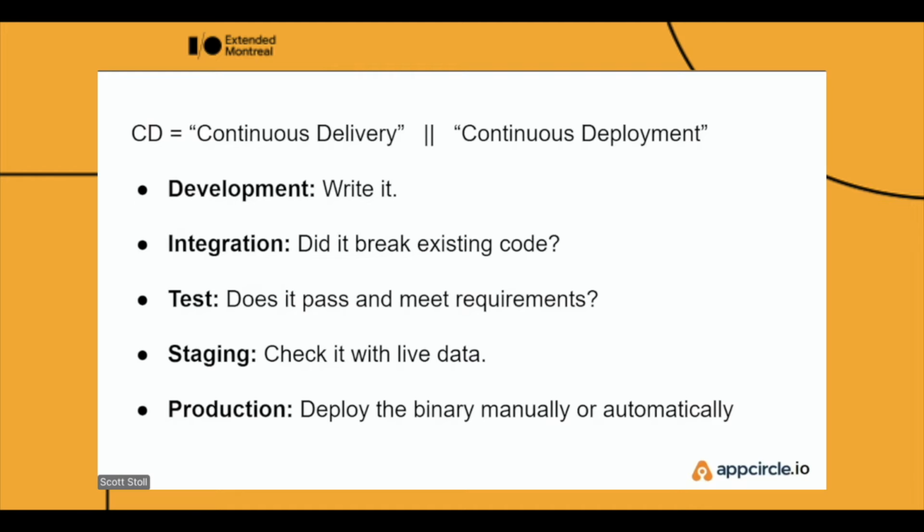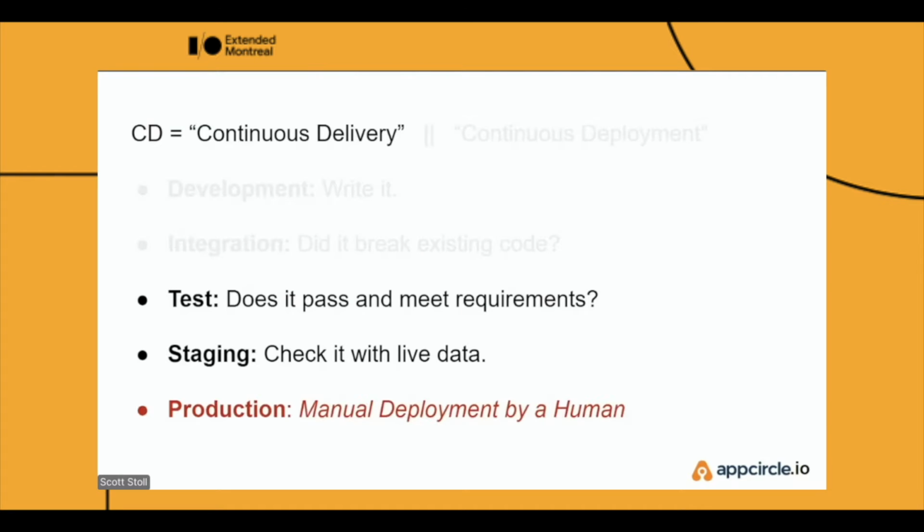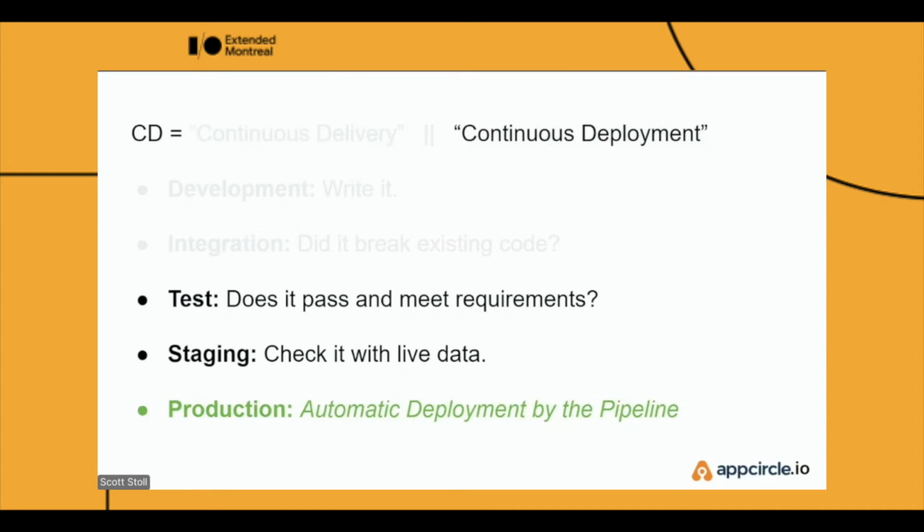When you're dealing with continuous delivery, you're checking to make sure it passes and meets requirements, checking it with live data, and then you are manually going to deploy with a human. So basically, you're going to notify someone that this is ready to go. That's an important difference from continuous deployment, which is where you actually do the automated deployment by pipeline. So every single time you push, this is getting sent out. The binaries are being sent out to your testers, to the app stores, to your mother-in-law, wherever you're sending it.